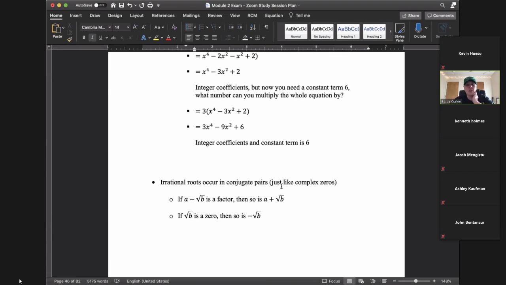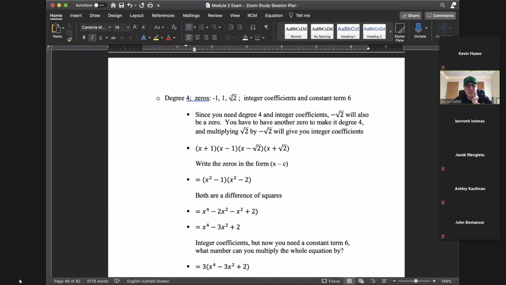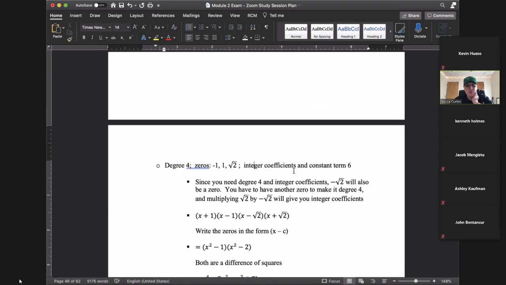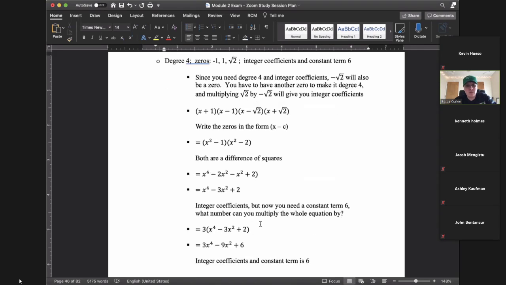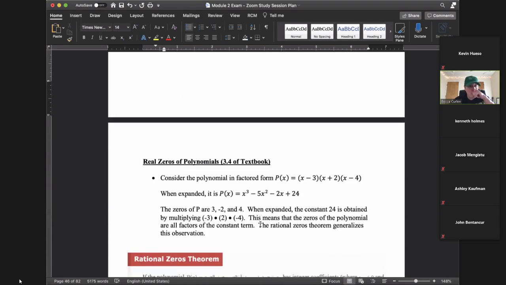Irrational roots occur in conjugate pairs, just like complex zeros. If a minus the square root of b is a factor, then so is a plus the square root of b. If the square root of b is a 0, then so is the negative square root of b, just like we saw up here. They only gave us the square root of 2, but since it's just like complex zeros, they occur in conjugate pairs, so we also know that negative square root of 2 will also be a 0. They'll do that a lot. They'll only give you 3, and then tell you it's supposed to be a 4th degree polynomial. So you know to start looking for a conjugate when you have fewer zeros than what was given for the degree. Okay.